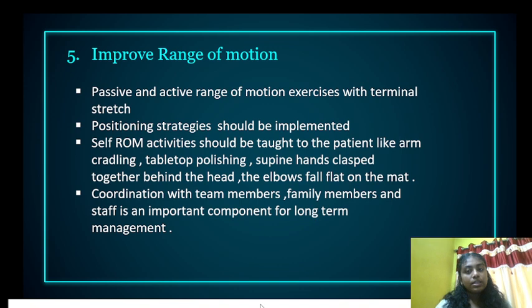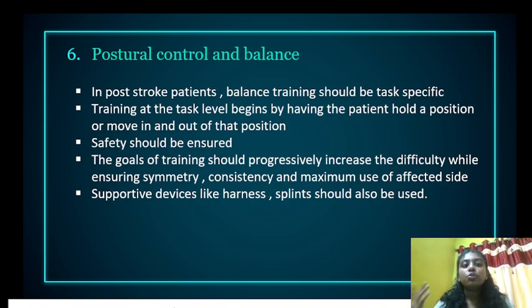Then coordination with team members, family members, caretakers, staff is very important, as the therapist will only be there with the patient for an hour or so. More than that, the family members are together, so they should also be taught how to teach the patient all these things. Then we have postural control and balance.